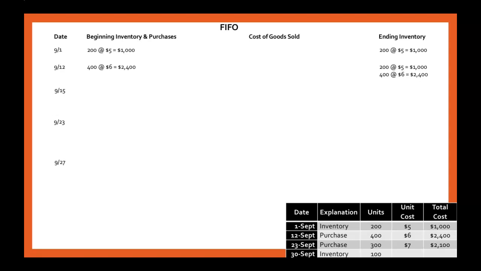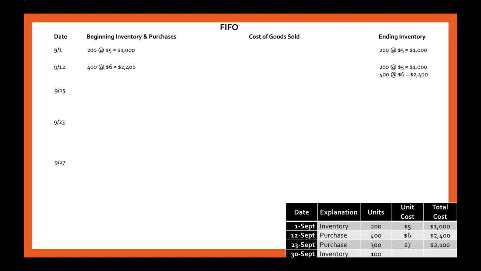So we have a total of 600 units right now. 200 are valued at $5 a piece. 400 units are valued at $6 a piece. So we have these two separate groups, and we want to keep them separate when we're doing FIFO and LIFO. So then that way we know, okay, which one came in first, which one came in last.